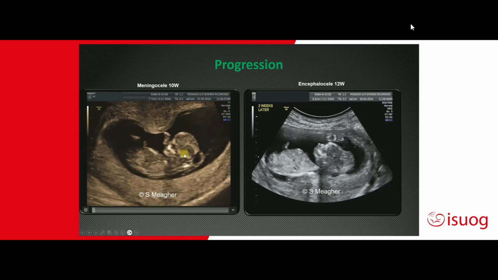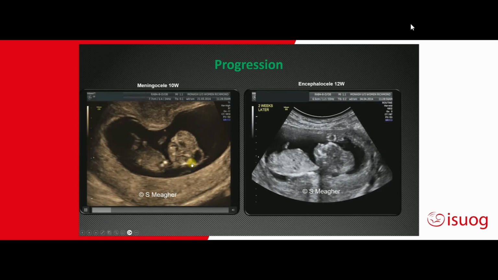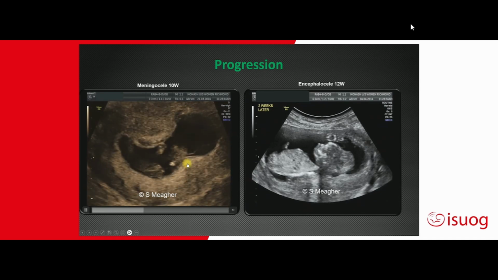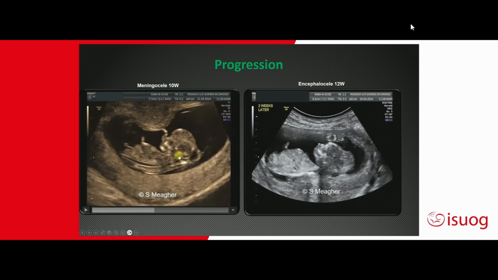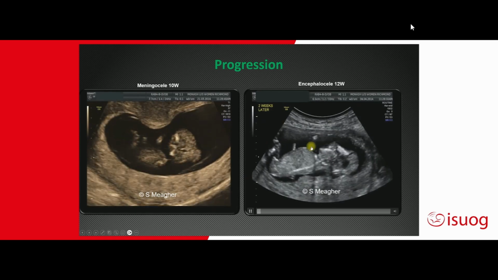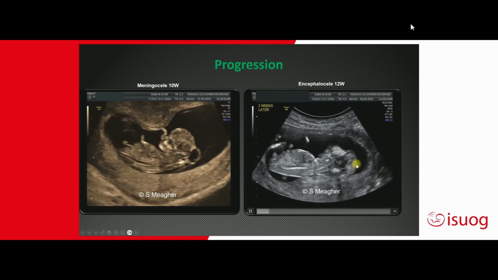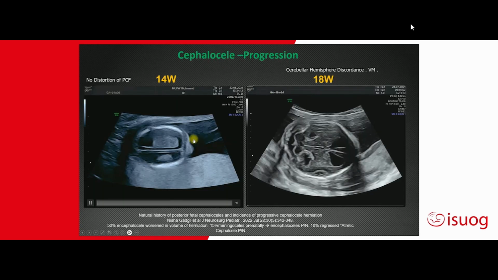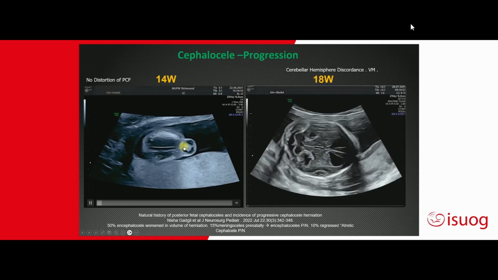On the flip side of the coin, this is a cephalocele that progressed, presenting initially as a tiny meningocele, no neural tissue, normal landmarks, normal brainstem, normal intracranial translucency, and cisterna magna. When you look at the same patient 2 weeks later, two-thirds of the brain is herniated through the occipital defect, an example of progression.